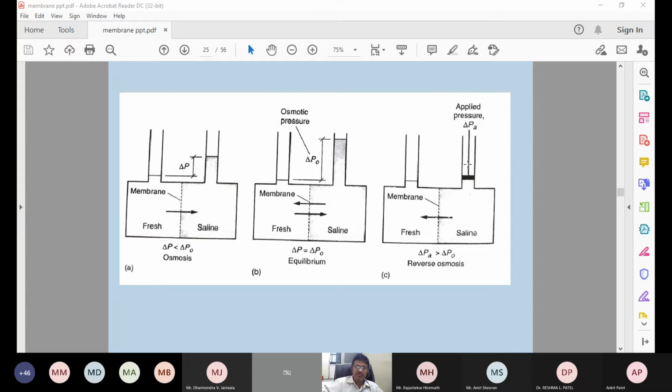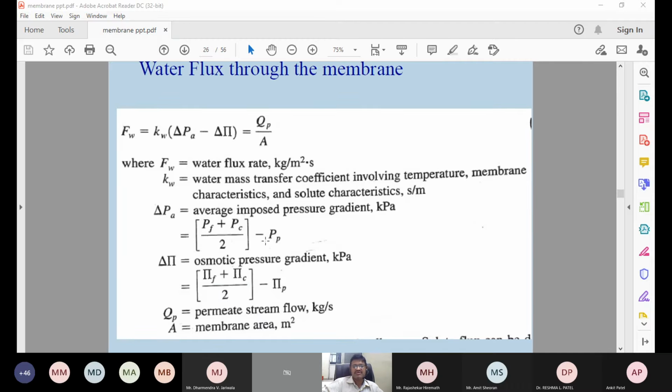Now, if you provide more pressure, then the fresh water will pass through it, like here. So it is passing through. So the flux rate will be given by delta P_A, whatever pressure we are applying, minus delta pi, the pressure gradient of osmosis, multiplied by Kw, the water mass transfer coefficient, that involves temperature, membrane characteristics, and solute characteristics also. Okay.